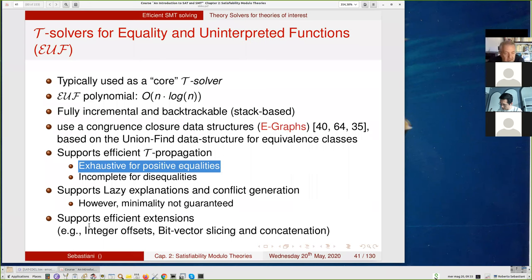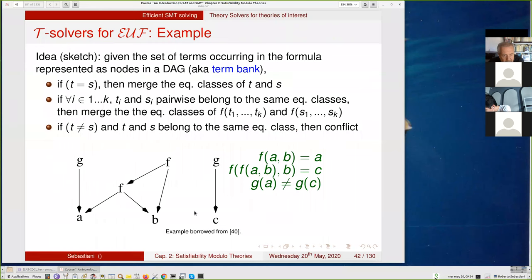It supports lazy explanations, that is conflict sets, but minimality is not guaranteed. It also fits very naturally to be extended to other theories, so to be integrated with, for instance, axioms. Okay, so here is how it works.